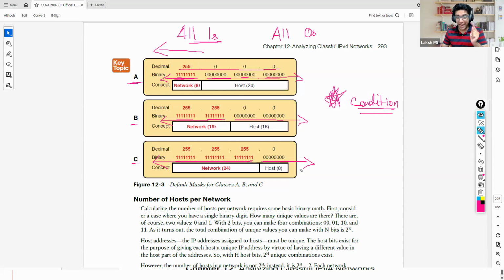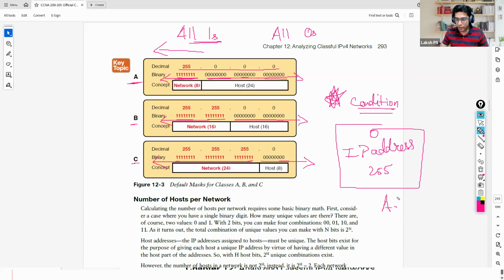Again, I'm stressing the words address mask, not the IP address. IP addresses can be any number between 0 and 255. But for an address mask, the numbers that we choose should have all the ones on the left hand side and all the zeros on the right hand side.